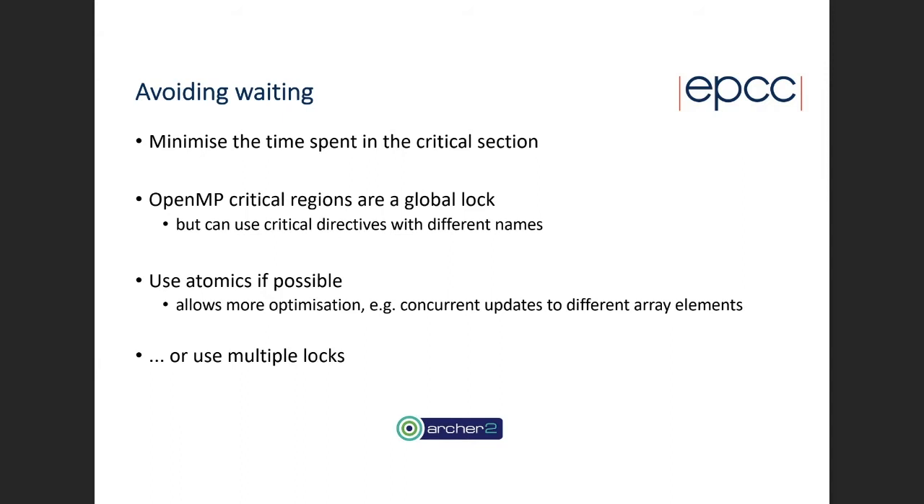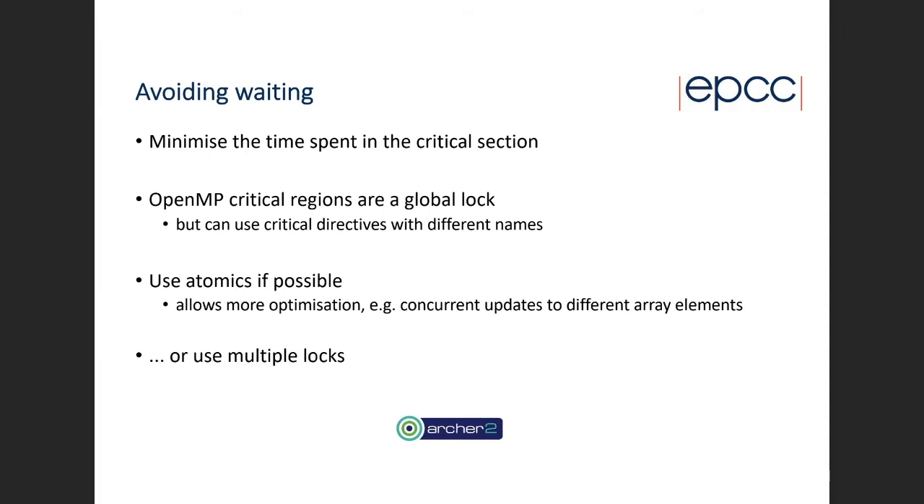You can use critical directives with different names. If you have more than one data structure that you need to protect, then you can use different names to protect them independently. If the type of critical code allows it, if it's just a simple update to a basic type, then use atomics if possible. That allows a lot more optimization. It allows the compiler or runtime to potentially use atomic instructions, or to construct a very lightweight critical section using compare and swap or similar atomic instructions.